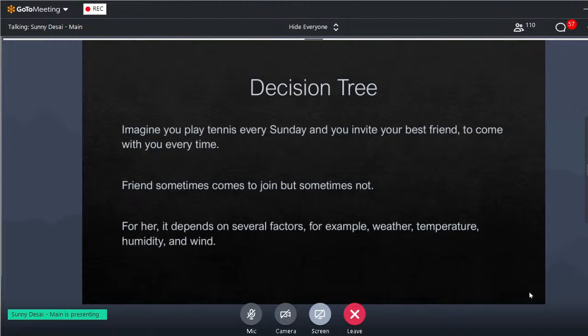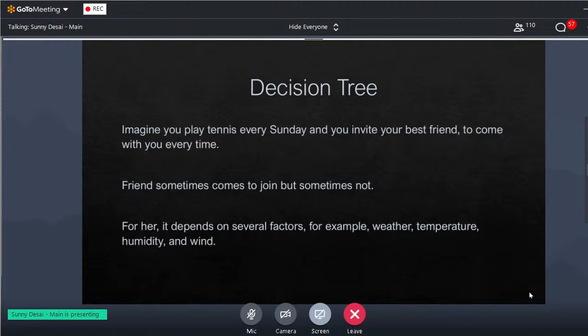Now you have this thought in mind: why does my friend join me sometimes and why doesn't he or she join me at other times? And you want to identify that. So with the help of machine learning, what we are trying to do today is see what are the critical environmental factors that lead to the decision of your friend. Okay, because when your friend comes to play with you sometimes and doesn't at other times, there is something going on in your friend's mind that we are trying to learn through a decision tree.